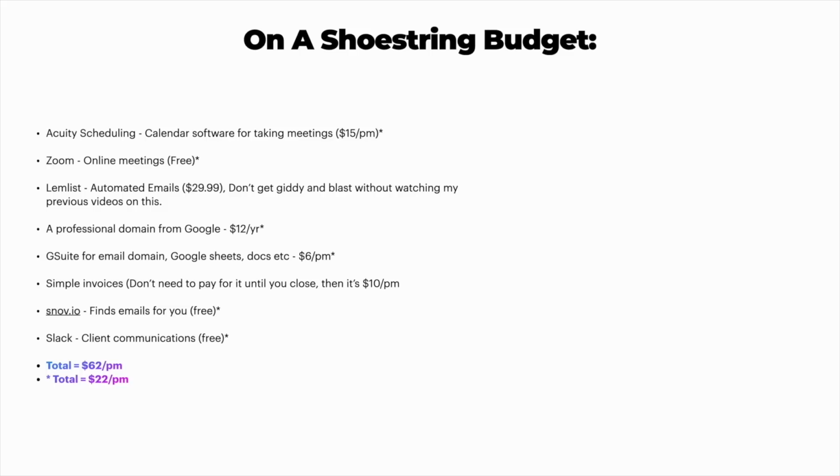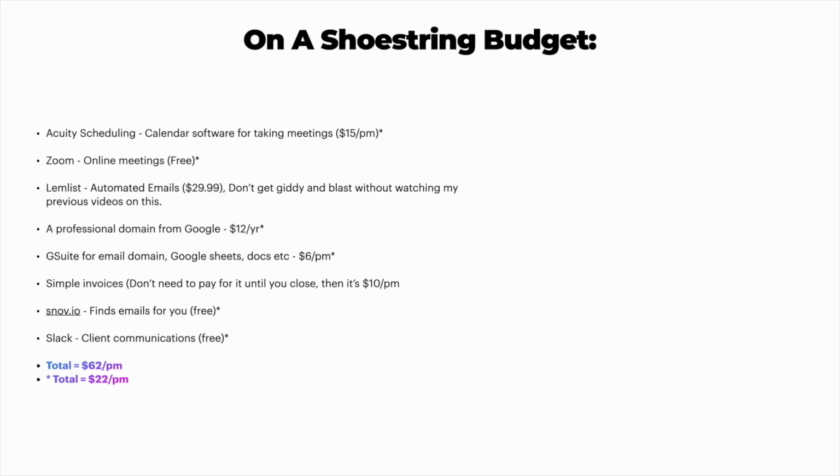So let's say your agency name is ABC Agency. Your domain would be $12 a year, but then your email domain with G Suite would be your name at abcagency.com, and that's $6 a month. Highly recommend it because it comes with Google Sheets, Google Docs, Google Slides, all that sort of stuff.